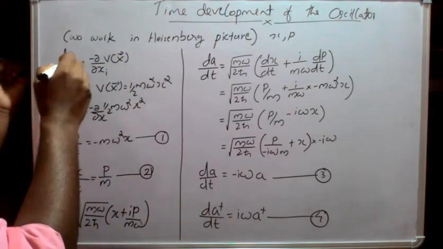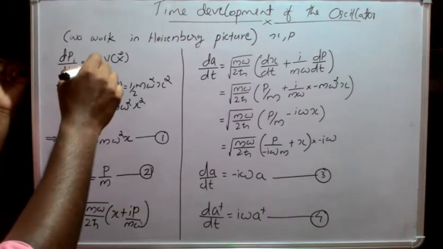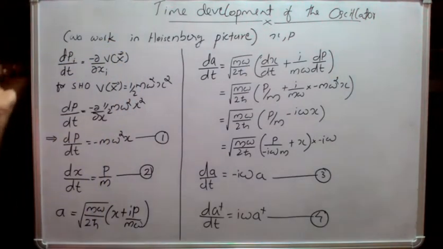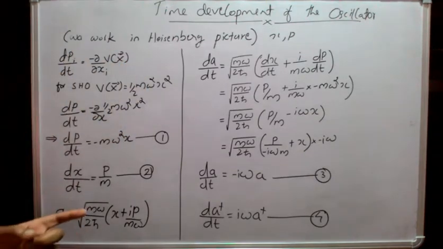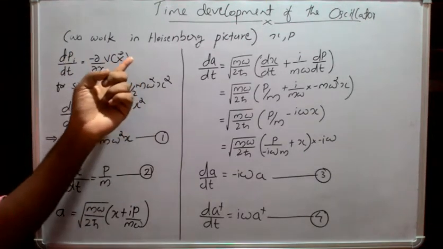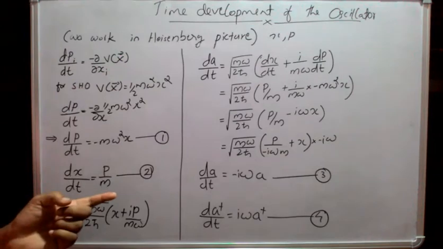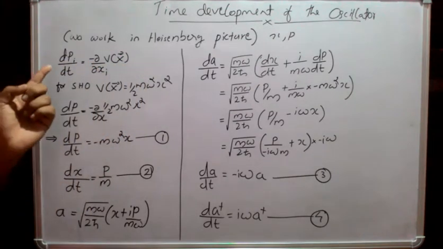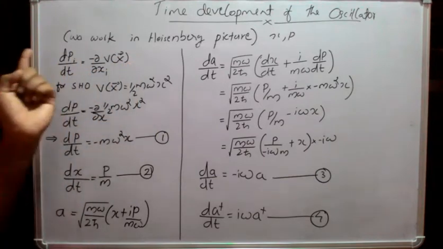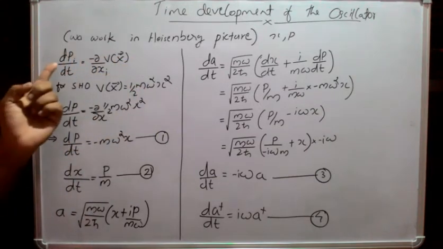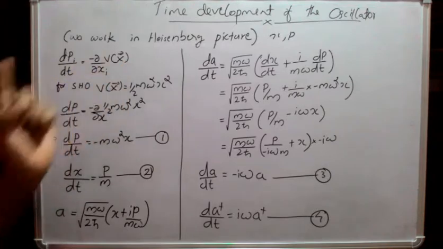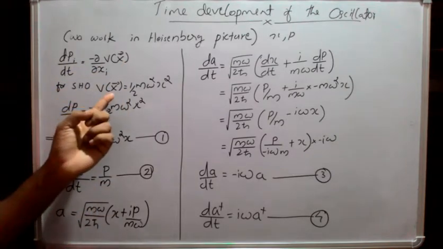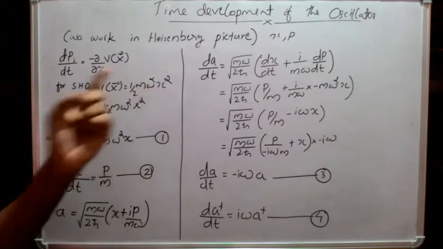and that equation is dp_i over dt equal to minus ∂/∂x_i of the potential V(x). If you are not familiar with this equation, you have to look back to the session on Ehrenfest's theorem, and you can find this equation there. So I'm taking that equation directly. For the simple harmonic oscillator, we know the potential energy operator is half m omega square x square.